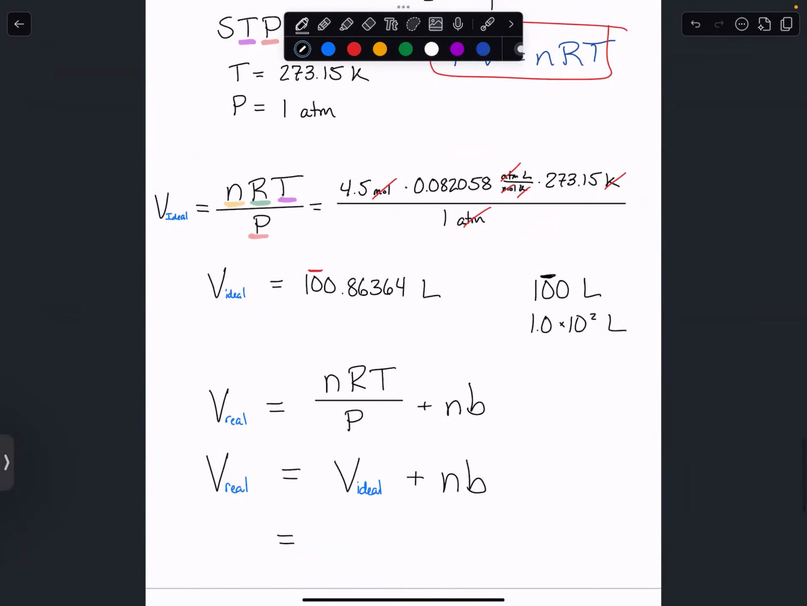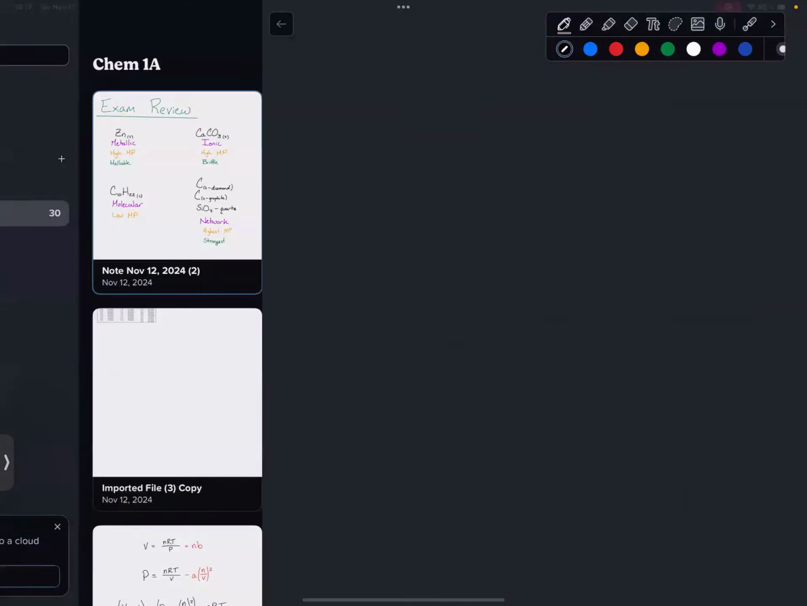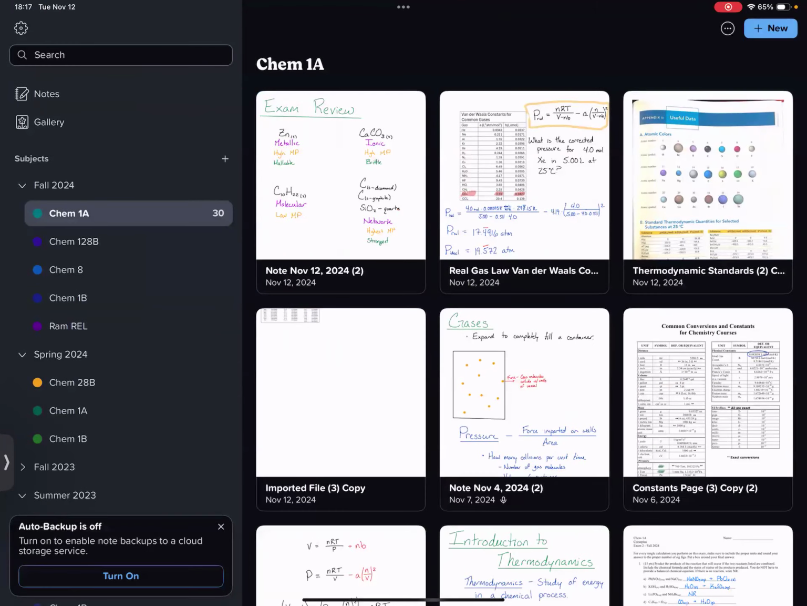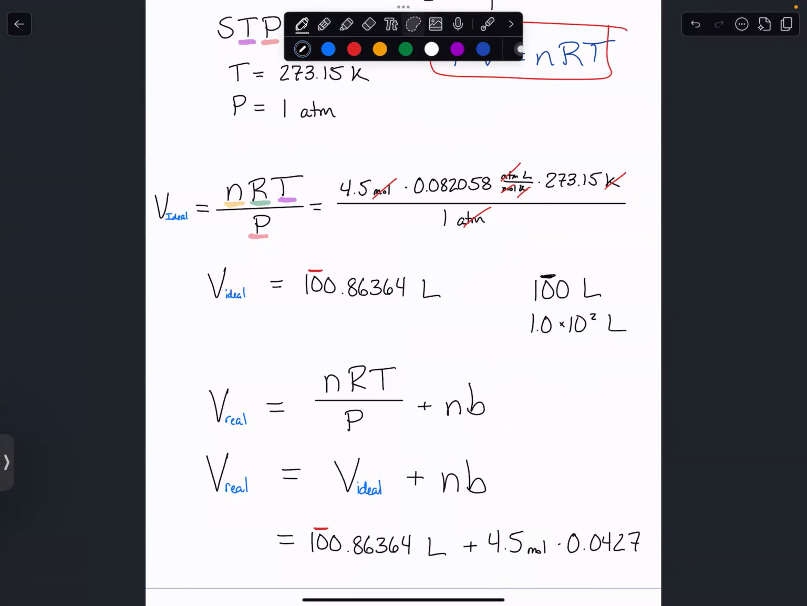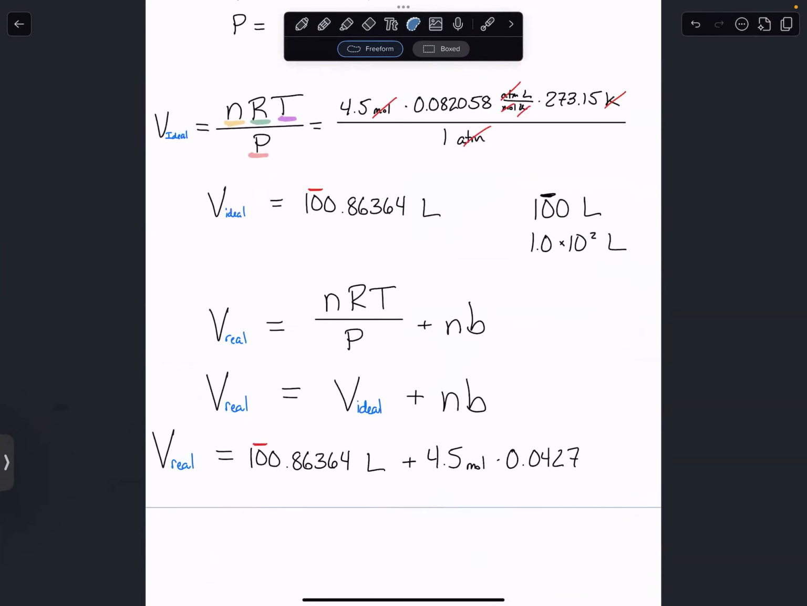All right, so this is going to equal that ideal volume plus that 4.5 moles times that value of b, 0.04. What did I say? 27? Yes. If we're being really good, you'll note that the units on these variables are always there to help you square away. So this would be in liters per mole, for example.